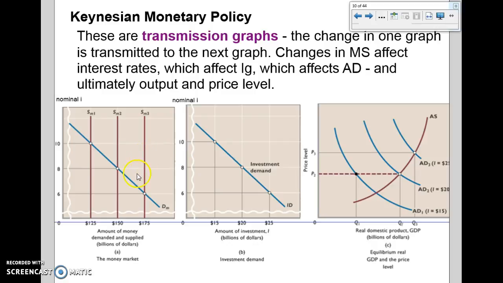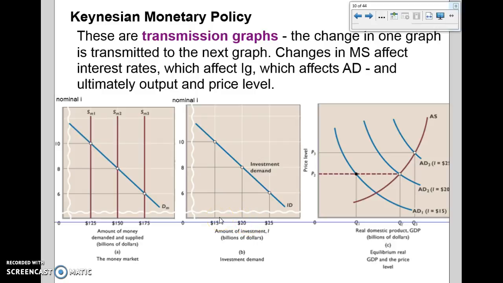And why these are transmission graphs is because the change in one goes on to the change in the next. So if we are operating at this equilibrium of 8% interest, we have $150 billion in the money supply, we have $20 billion in investment, and we are at this point, let's say, where our real GDP is QF. Now, if we decide to raise the interest rates, in this case up to 10%, now all of a sudden investment decreases.